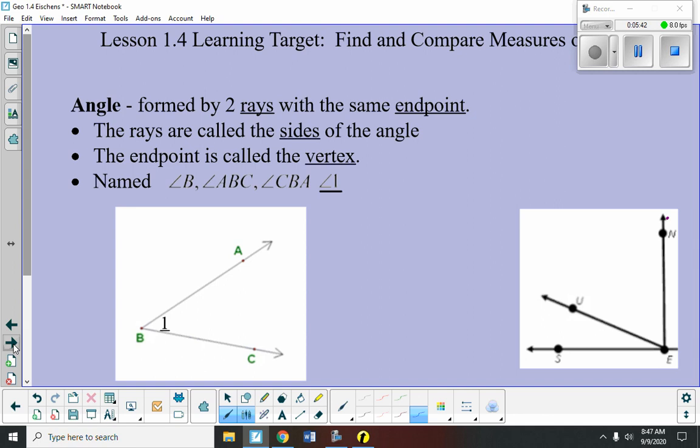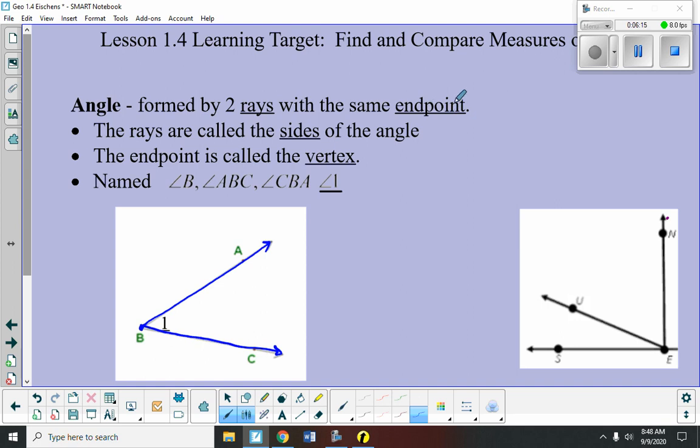So today we're talking about angles. By definition, we would say that an angle is formed by two rays. So remember, a ray is a point, and all the points going in one direction. So two rays with the same endpoint or initial point, basically. So here's a ray, starts at point B, shoots through A. Here's another ray, starts at point B, and it shoots through C.